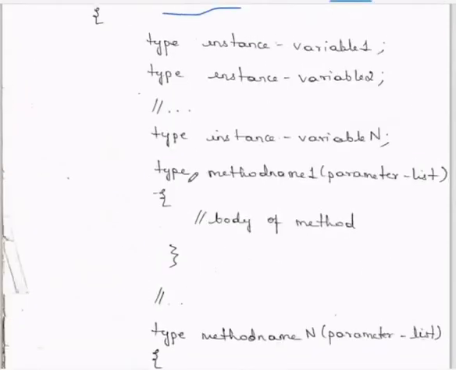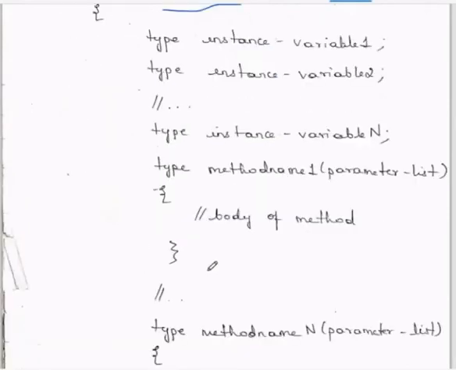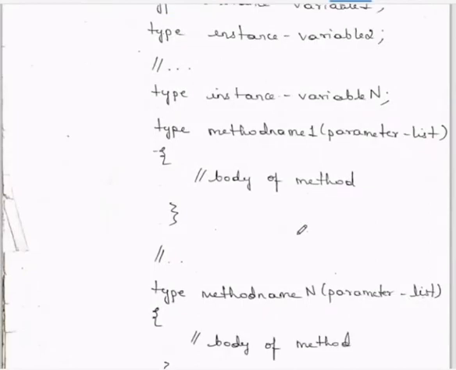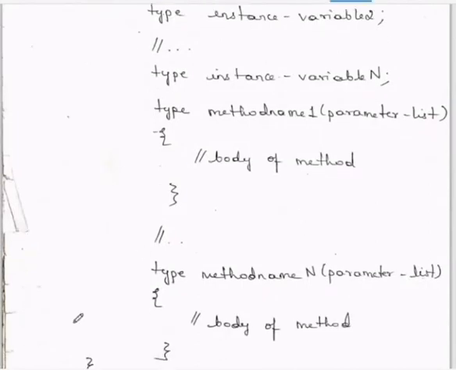A class can contain only variables and methods, nothing else. So variables are like this, and a method has the return type, method name, which can be any identifier, and a parameter list. Is it okay? Please let me know if I'm going very fast or my voice is breaking. I can go a little bit slower. Yeah, fine.